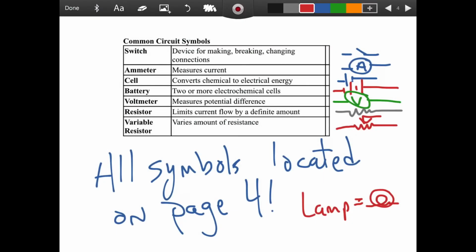Left off on page 7 of our Cornell notes, and as you can see here, we have a chart of the different materials that make up circuits. So just take a moment to read through the function of each of these and add the symbol to your chart. All of these symbols can be located on page 4 of your reference table, so you do not need to have any of these memorized.